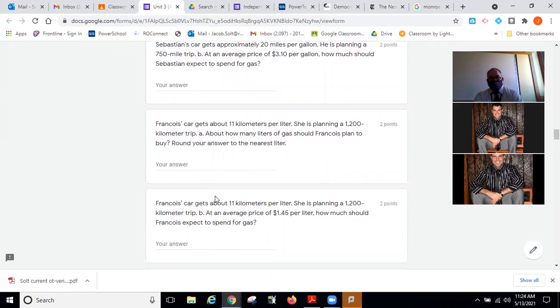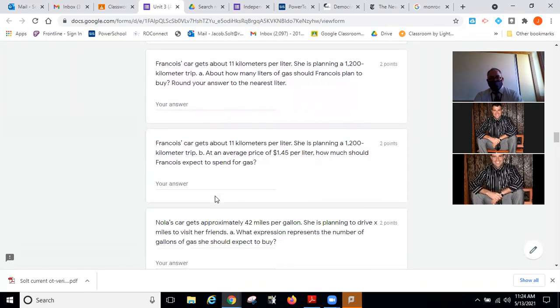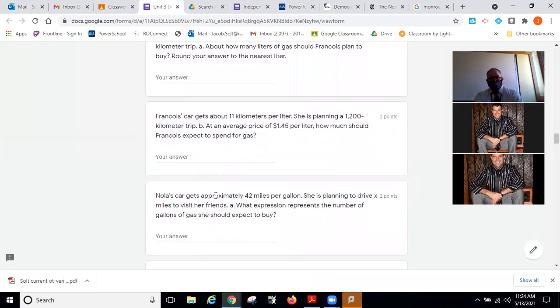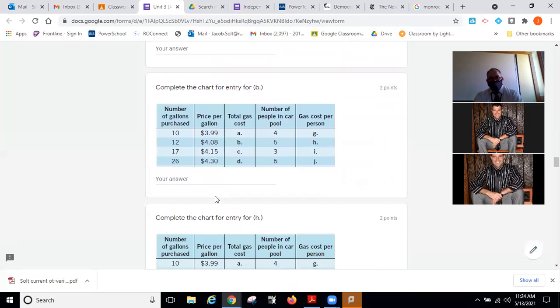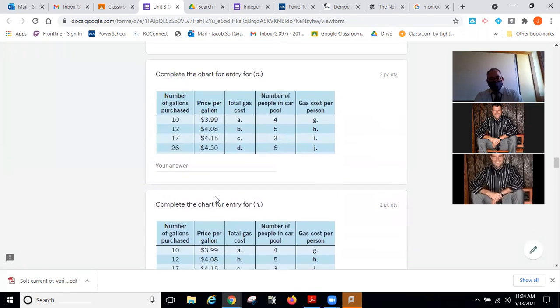Here we go. Oh, no, that's going to be just in liters. That's just in liters. I'm just looking for one of those conversion ones, because I feel like that's a good way to summarize what we've learned here.